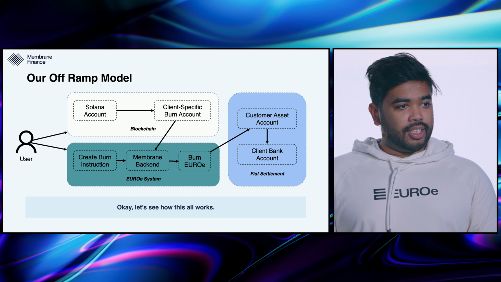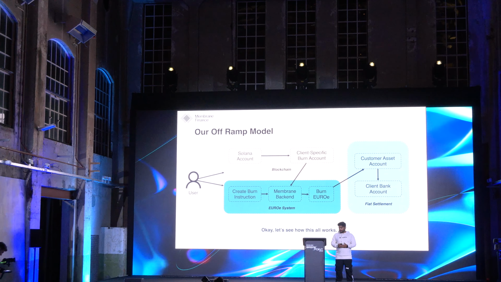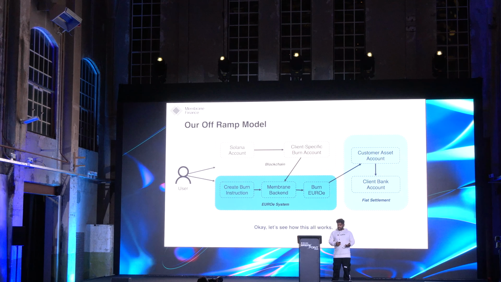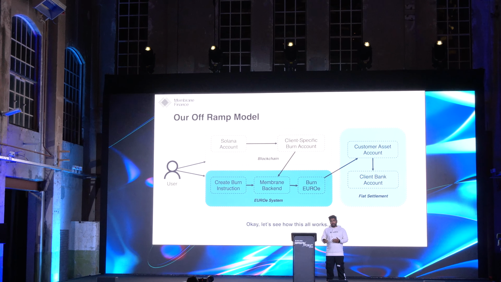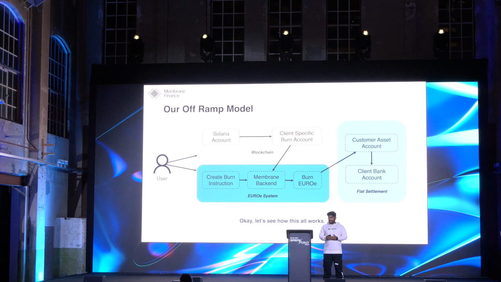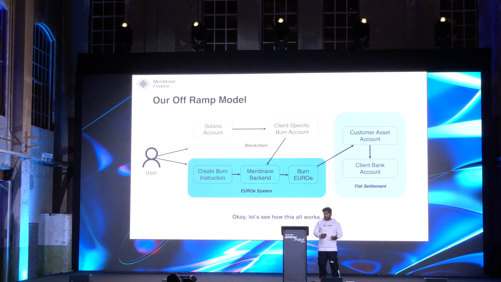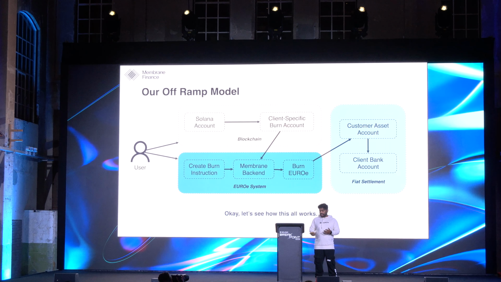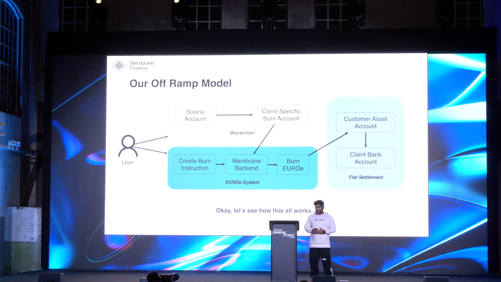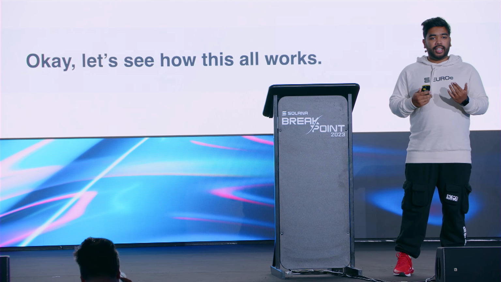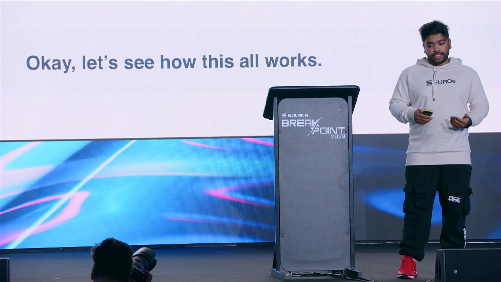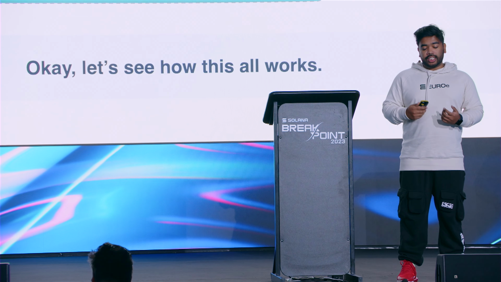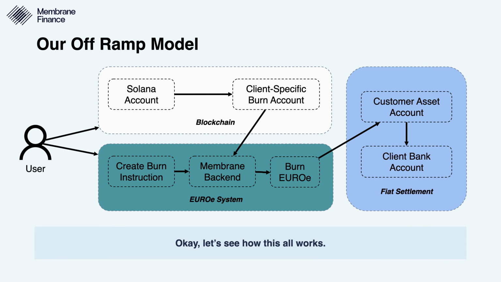So our off-ramp model is pretty much the same with a little bit of a twist: first you create a burn instruction, and then you send it to our Membrane backend. And at the same time, from your Solana account, you send the Euro-E to a client-specific burn account, which we'll provide. And when we see that the Euro-E has arrived, and we get a notification on the Membrane backend, we're going to burn the Euro-E, and then from our account, the euros will be sent to the client bank account, which is yours. And that's pretty much it on how on-ramp and off-ramp work.